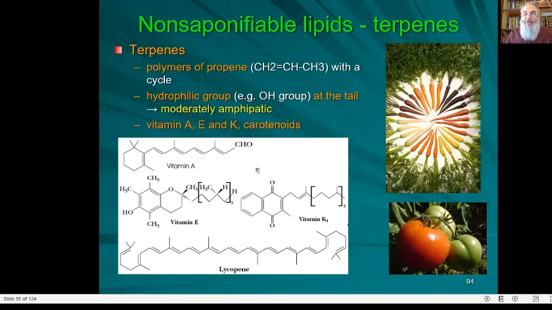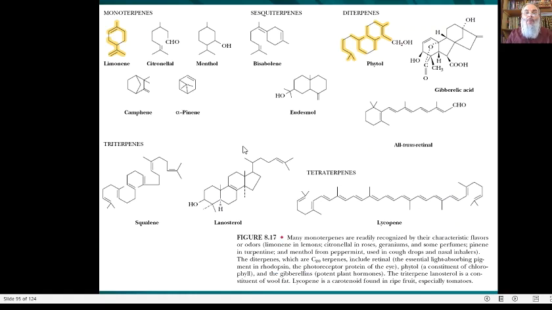There are many other terpenes actually. You can be satisfied with these examples of terpenes: vitamin A, vitamin E, vitamin K, carotenoids, without memorizing their chemical structures, even without memorizing the propene structure. Just memorize some examples and the fact that they may be hydrophobic, or hydrophobic with a certain small hydrophilic group. There are so many types of terpenes.